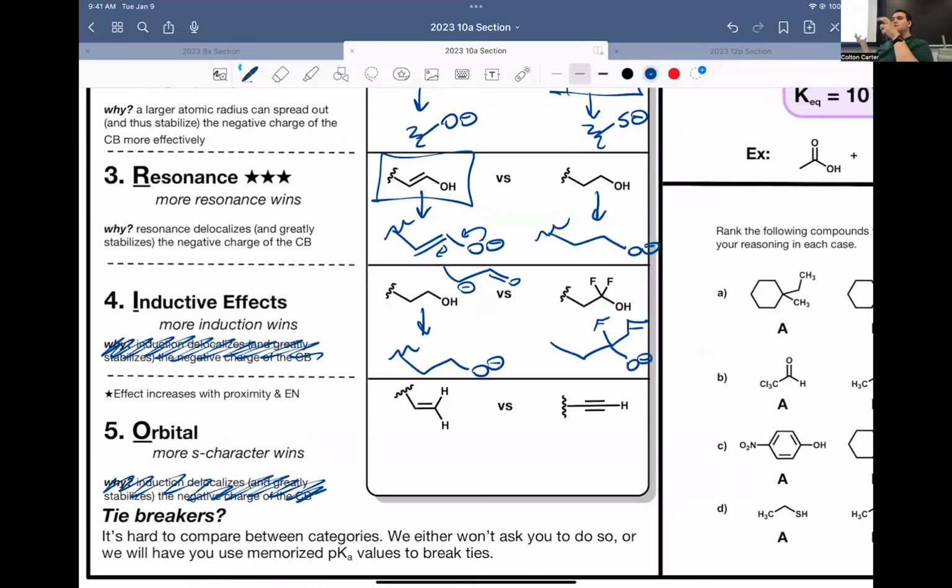Induction is kind of like tugging on the electrons, but not sharing. So imagine if you are doing resonance, you are a person with a negative. You are dealing with a problem and you're sharing that negative with your ride or dies. And they're like, you have a problem, I have a problem. We're in this together. Where induction is different.